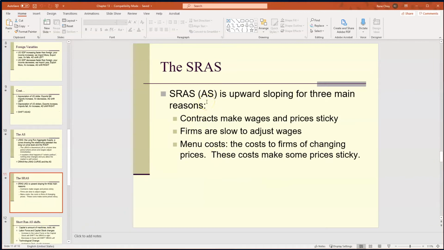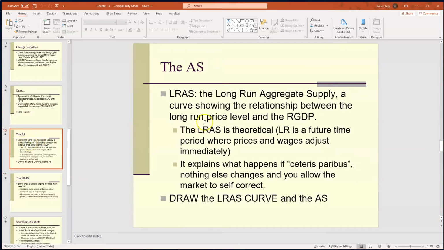The short-run aggregate supply is upward sloping for three basic reasons. Contracts make wages and prices sticky. Firms are slow to adjust wages, and we have menu costs. Now, to understand this, let's go back and talk about what is the difference between short run and long run.